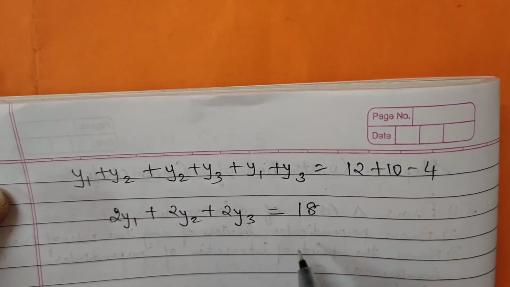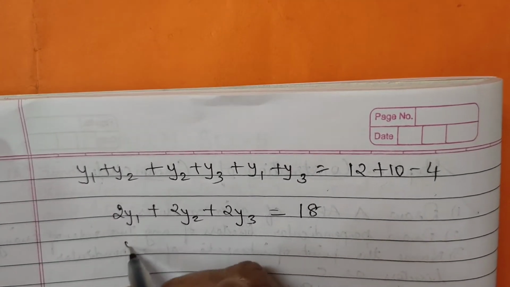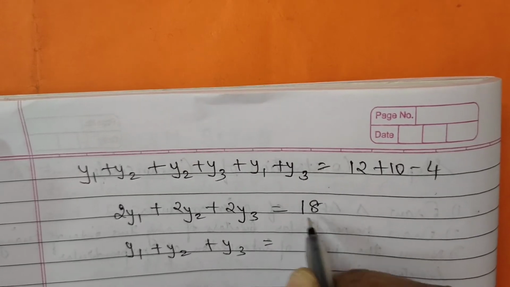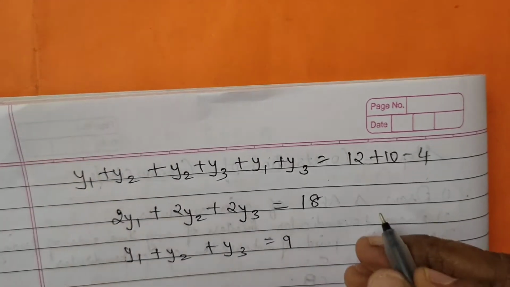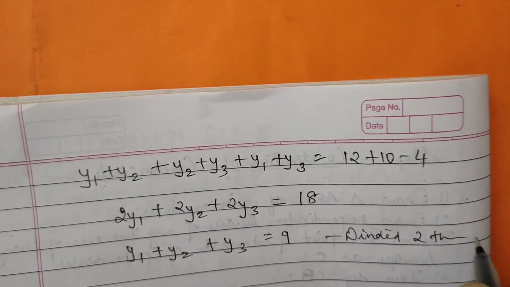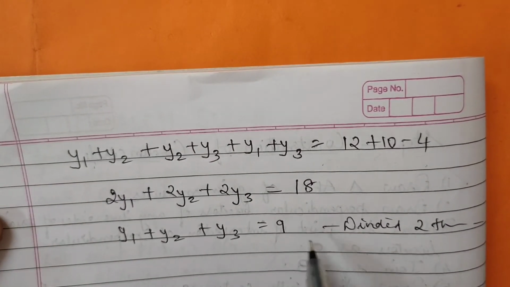So again what are you going to do? Divide 2 throughout the equation. So y1 plus y2 plus y3 equal to 2 how many times 18? 9 twos are 18. What did we do? We have divided 2 throughout the equation. Okay dear. Now, we got this one.